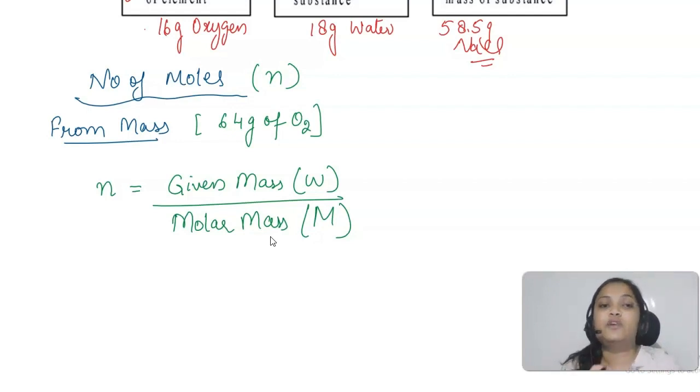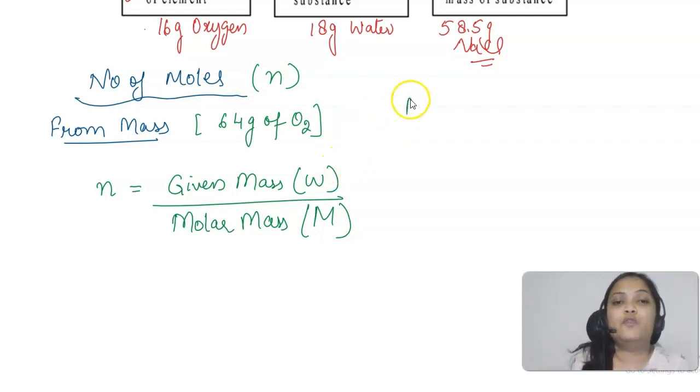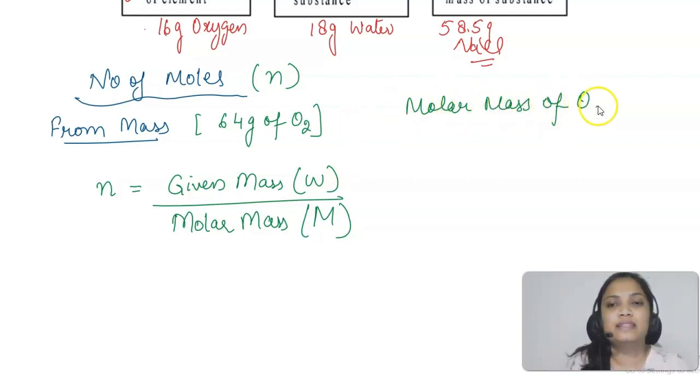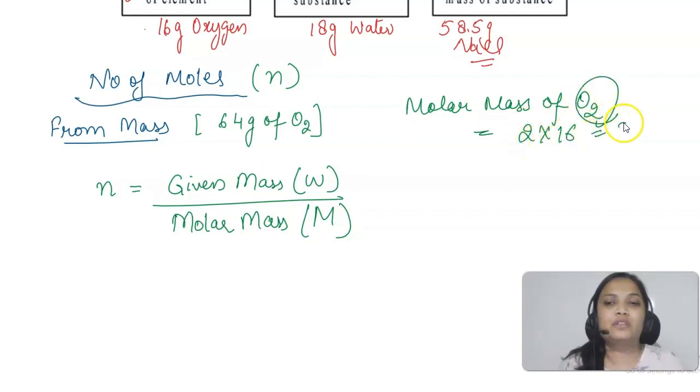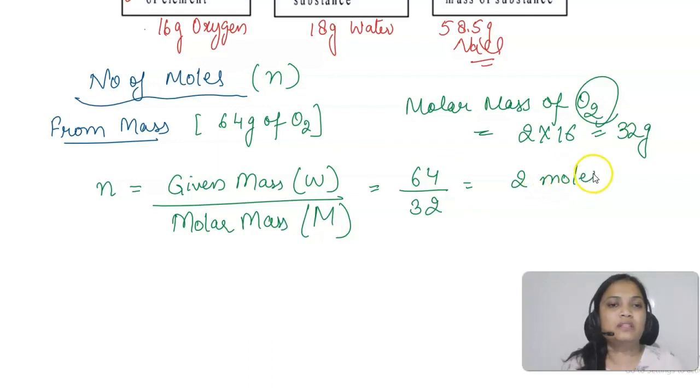Now if I ask you how many moles are there in 64 grams of O2. O2 means I'm talking about oxygen gas, an oxygen molecule. So what is the molar mass of an oxygen molecule? Calculate it. That will be 2 into 16, no? Because there are 2 atoms, so it's 32 grams. So I just need to put the values 64 gram per mole and 32. It will come out to be 2 moles. Simple, isn't it? This is how we can calculate the number of moles from mass.